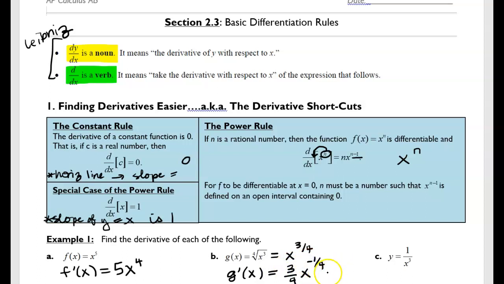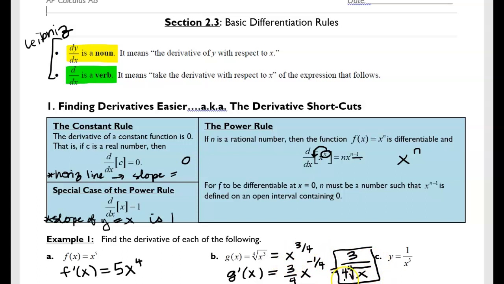Now you might want to rewrite that. A negative exponent just means it's in the denominator. I'm going to rewrite that as 3 over 4, and then the 1/4 exponent means 4th root of x. Either one of those would be okay on a free response question, but a lot of times you'll see multiple choice answers like the one in the box.